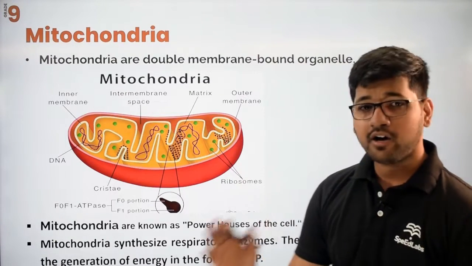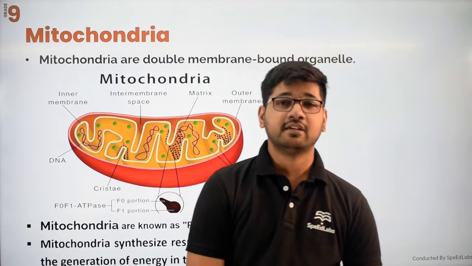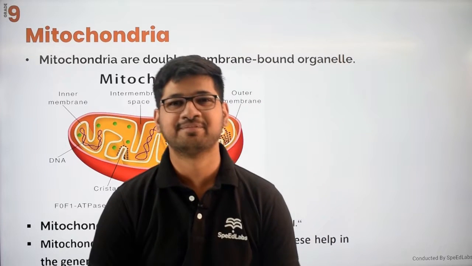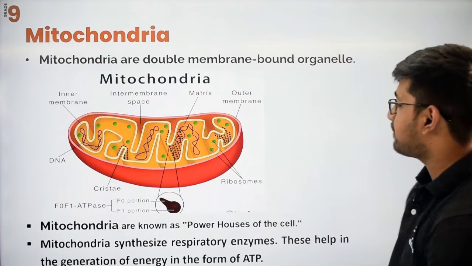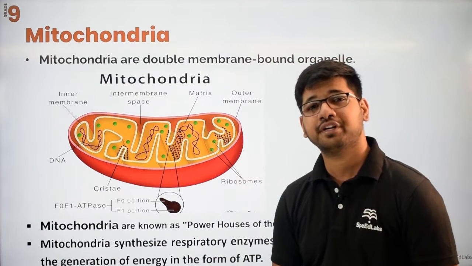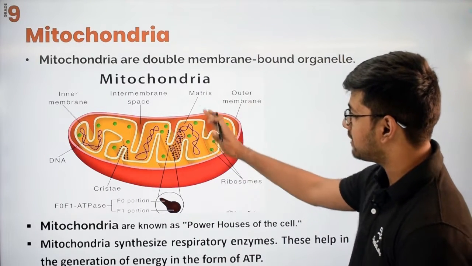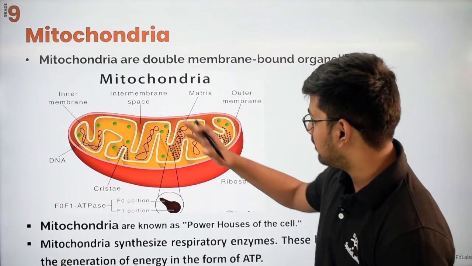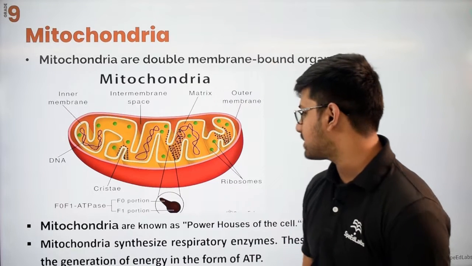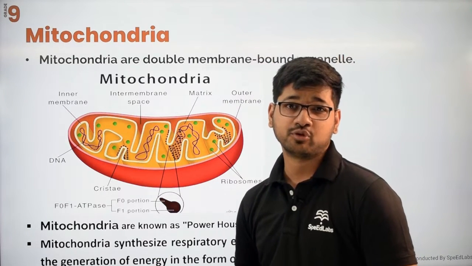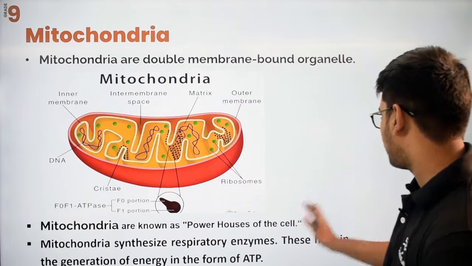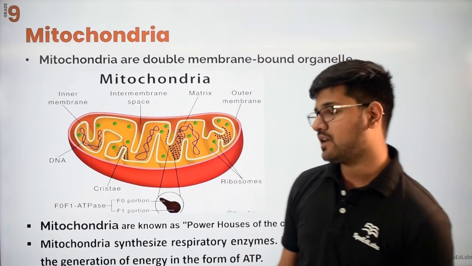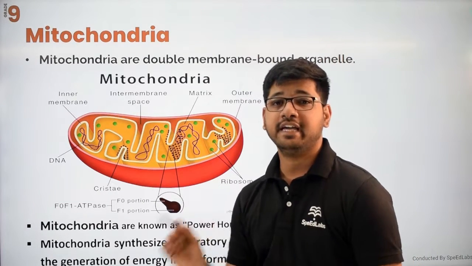Now we talk about the main organelle, the powerhouse of the cell, known as mitochondria. Mitochondria is a double membrane bound organelle. As you can see over here, there are different kinds of layers and particles. It has its own DNA, its double membranous structure along with matrix and proteins, that is ribosomes. Mitochondria synthesize respiratory enzymes which help in the generation of energy in the form of ATP.